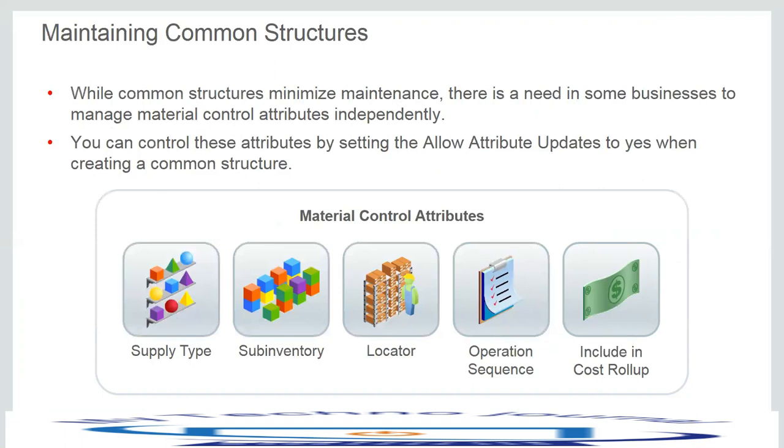So once you enable the allow attribute updates option in a common structure and save that particular structure, we cannot disable the attributes. So if you must disable the attributes, then you have to delete the structure and enter a new common structure for that particular item.